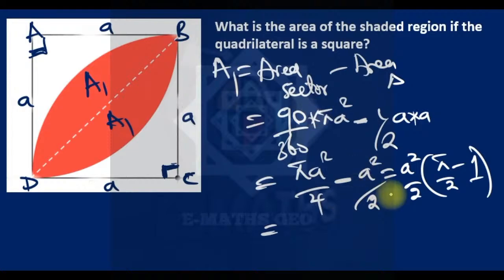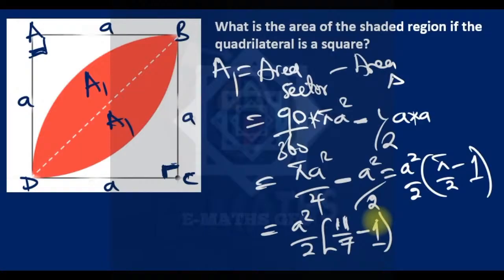And pi is 22 over 7. So we have a squared over 2. 22 over 7 over 2, 2 and 22 is 11, so 11 over 7, minus 1. Do you get? Pi is 22 over 7. Which is now equal to a squared over 2 times 11 over 7 minus 1, which is 4 over 7.